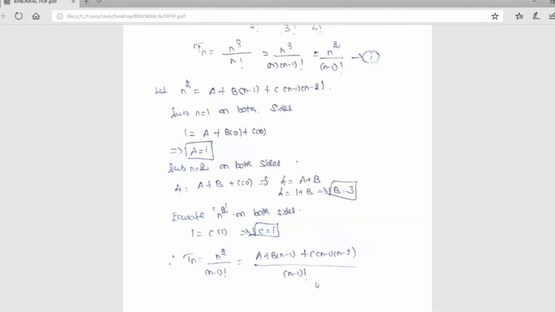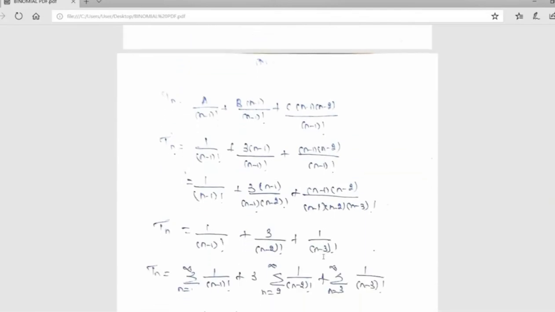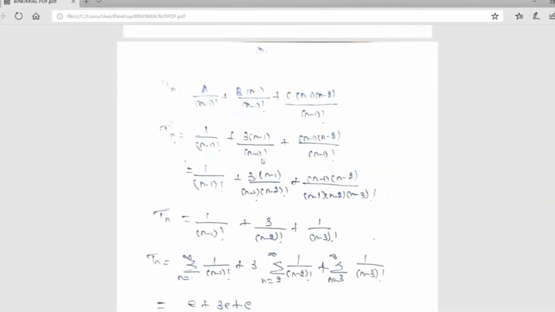And then you have to substitute in your Tn. Tn means n square by n minus 1 factorial, that is a plus b into n minus 1 plus c into n minus 1 into n minus 2, by n minus 1 factorial. A is 1, 1 plus 3 into n minus 1 plus c value is 1. So we substitute it here. And similar to our previous problem, in 1 by n minus 1 factorial, if you take n minus 1 outside, you write it as n minus 2 factorial. Here n minus 1 into n minus 2 gives n minus 3 factorial.